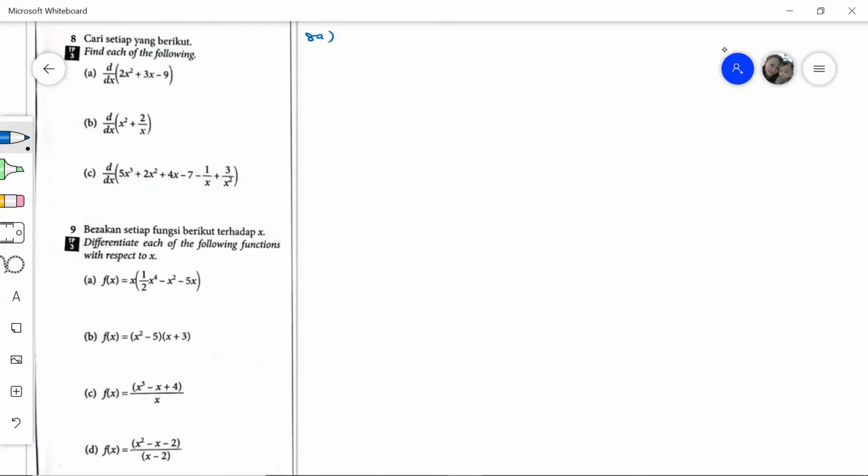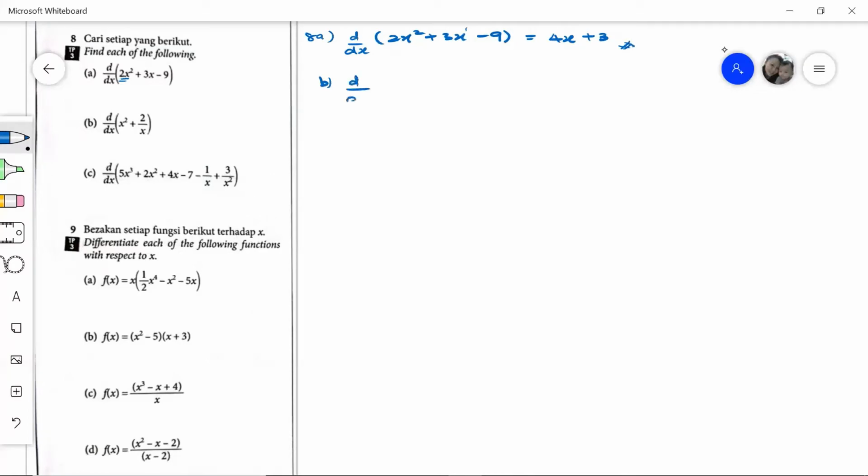So we bring down the power to the front and multiply with the whole term. So we will have d by dx of 2x squared plus 3x minus 9 equals 4x, reduce the power by 1, and then plus 3x to the power 1, reduce the power by 1, gets 0. x to the power 0 is 1. Okay, that's it.